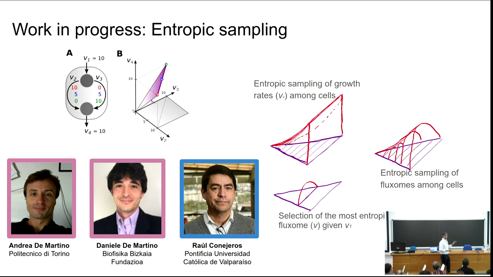And the idea is to mix both types of entropies, to have a sampling that produces diversity between growth rates, and for each growth rate across these different inner flux distributions.